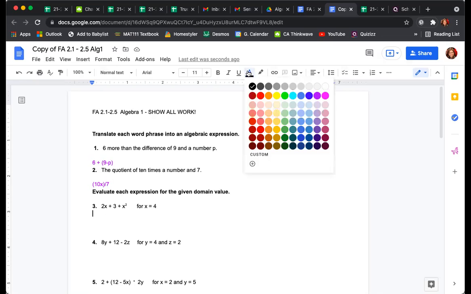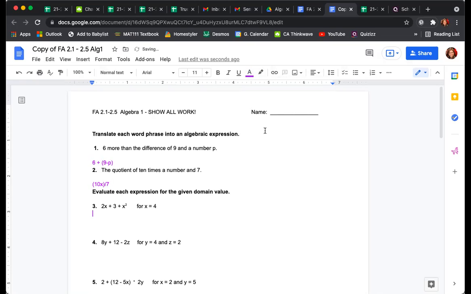For number 3, I'm evaluating each expression for the given domain value. Something that you should have learned is that the domain value is the set of x values. So if I give you an x value, then you are looking at a specific domain value. For number 3, the domain value is when x equals 4. So instead of 2x, I'm going to say 2 parentheses 4. Keep the 3 plus, instead of x squared, I'm going to say parentheses 4, close parentheses, squared.